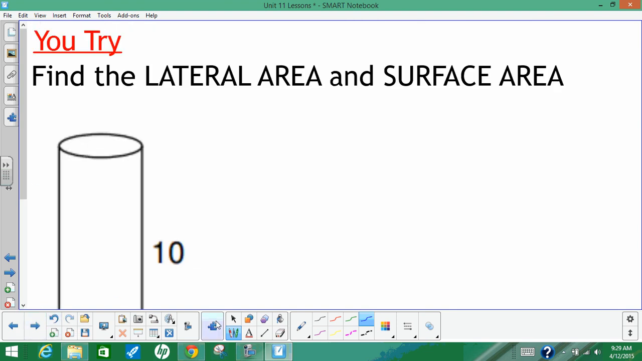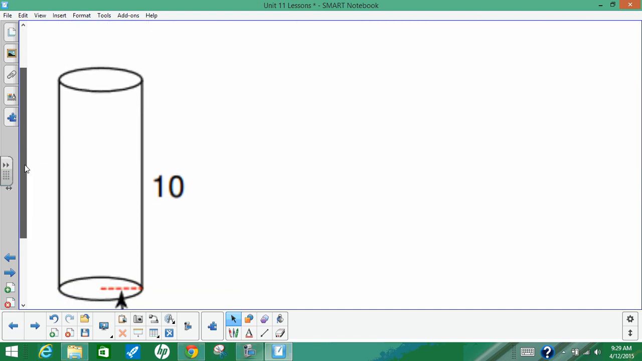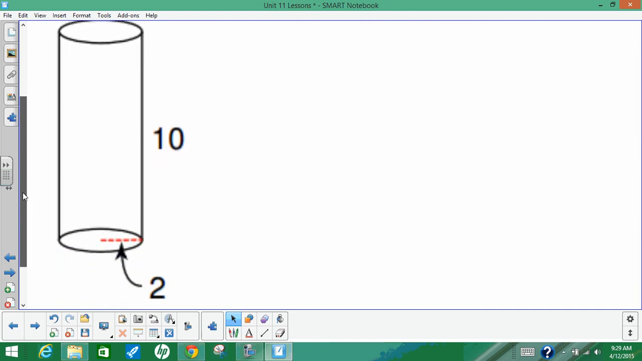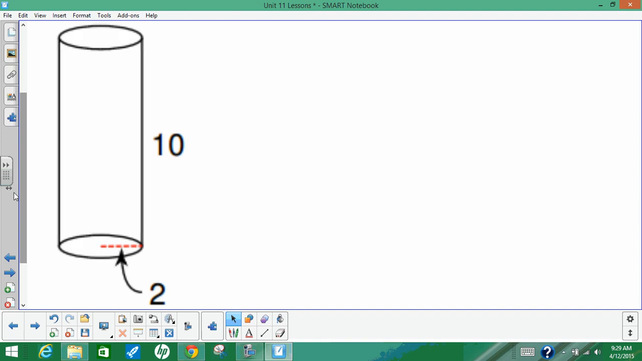So go ahead, I want you to try this problem. I want you to find the lateral area and the surface area. Now we'll scroll down so you can see all the dimensions. And we will discuss this in class.